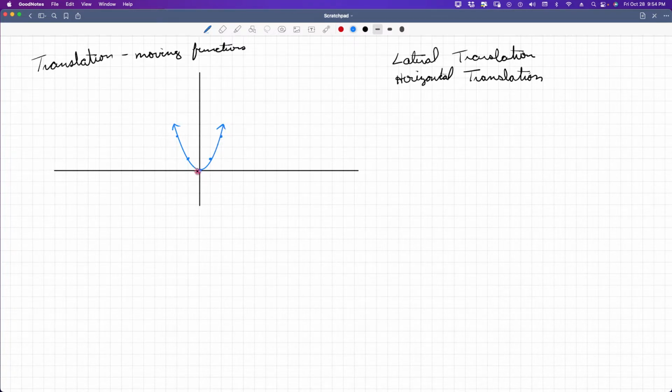All right, so here is the function that we have, and we want to translate it, meaning we want to move it. All right, so the original function is y is equal to x squared plus 2. This is our, actually it's not, hang on.